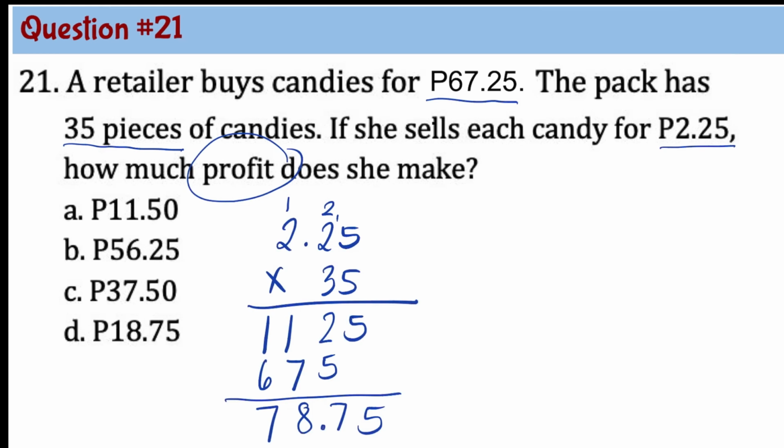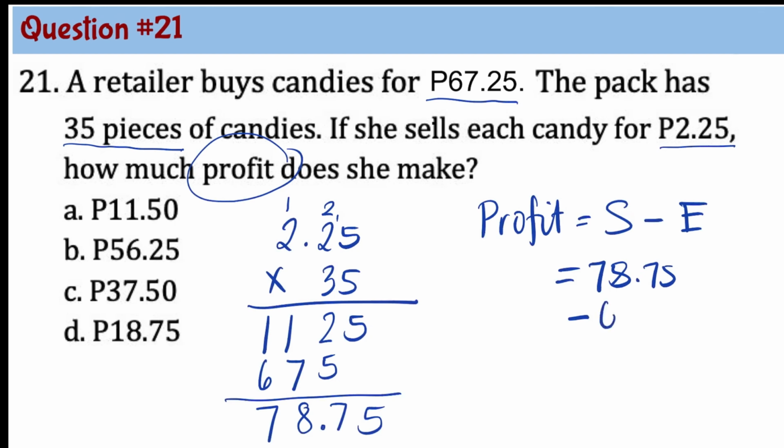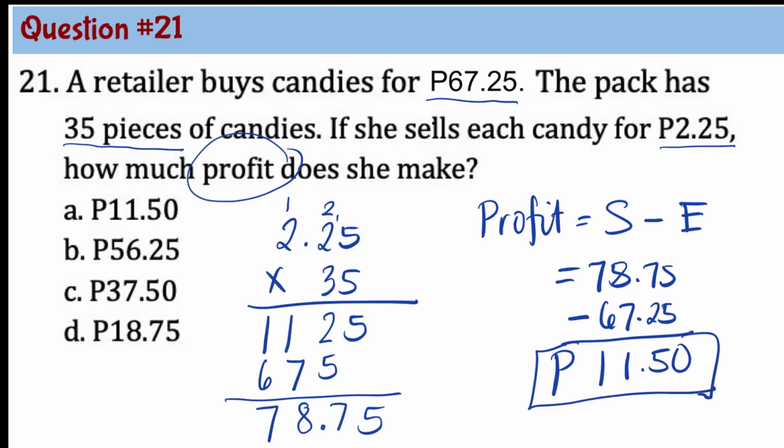That means the sales is 78.75. And to calculate for the profit, that means we need to subtract the sales minus the expenses, which is, she bought them for 67.25. So we need to subtract 78.75 minus 67.25 to find the profit. So this is 0, 5, 1, 11. So that means that she earned 11 pesos and 50 cents, which is letter A.